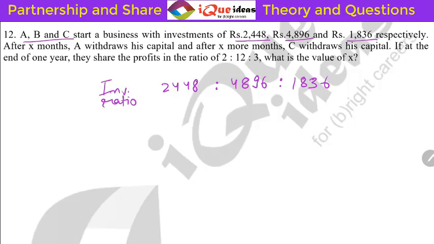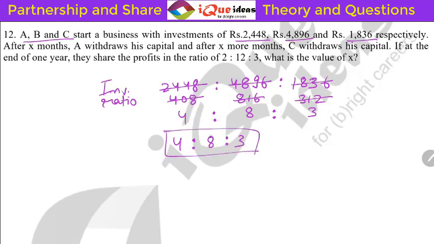Okay, let's do one thing. Let's divide all of them by 6. If you divide all of them by 6, 6 4s are 24, so 408. If you divide this by 6, 6 8s are 48 and 6 1s are 6, so 816. If you divide this by 6, 6 3s are 18 and 36 will be 12, so 306. Fantastic. Now, you see, all of them are divisible by 102. 102 times 4 is 408. 102 times 8 is 816. 102 times 3 is this. So the ratio of investment is 4 is to 8 is to 3.